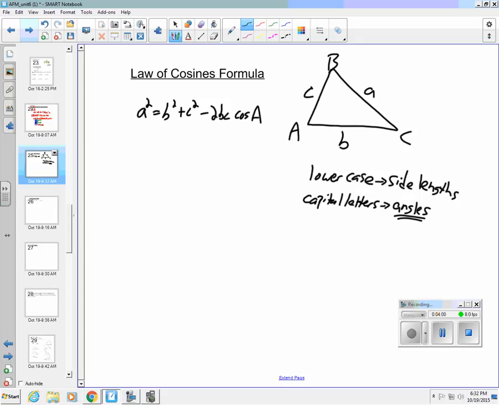So then there's 2 other variations of the formula. We can switch these numbers around. It'll still be the same formula. You can put b on the other side. b squared equals a squared plus c squared minus 2ac cosine B. Or third way, we can put c on this side. c squared equals a squared plus b squared minus 2ab cosine C.